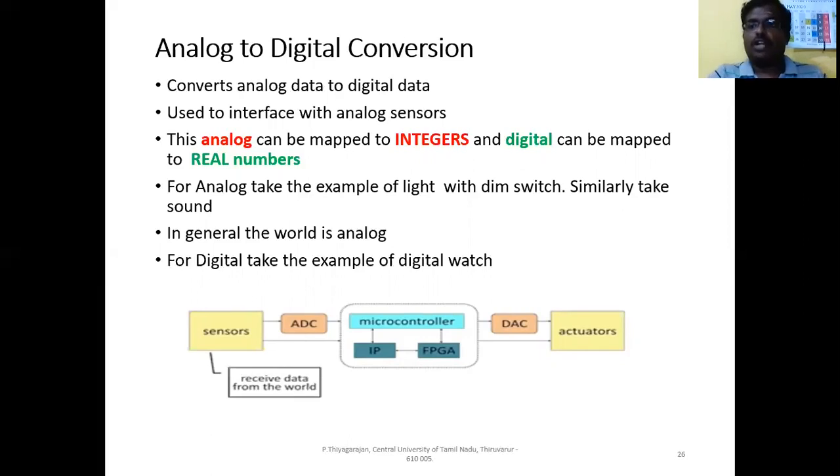So somehow we have to convert the signal from analog to digital. So we have analog to digital conversion. We can map this analog to real numbers, and digital signal we can map to integers. Why can we map this? For example, in the range 0 to 1, can you say how many integers are there?